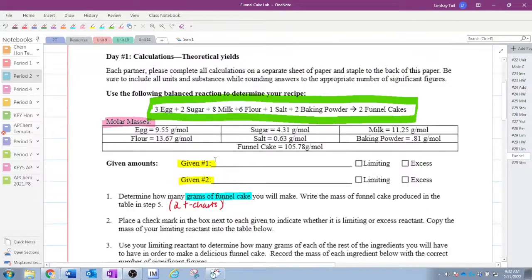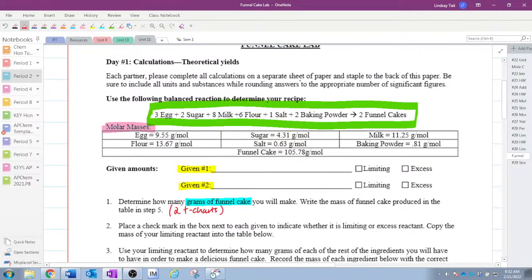You're going to be doing this, I did forget to say, on a separate sheet of paper. You're going to be stapling it to the back of this paper eventually. Each partner has to complete their own calculations. You get to work together, but each person has their own paper with their own calculations. And guys, I do grade this pretty strictly on units, chemical formulas, as well as sig figs. So you'll want to make sure that you're paying attention to that.